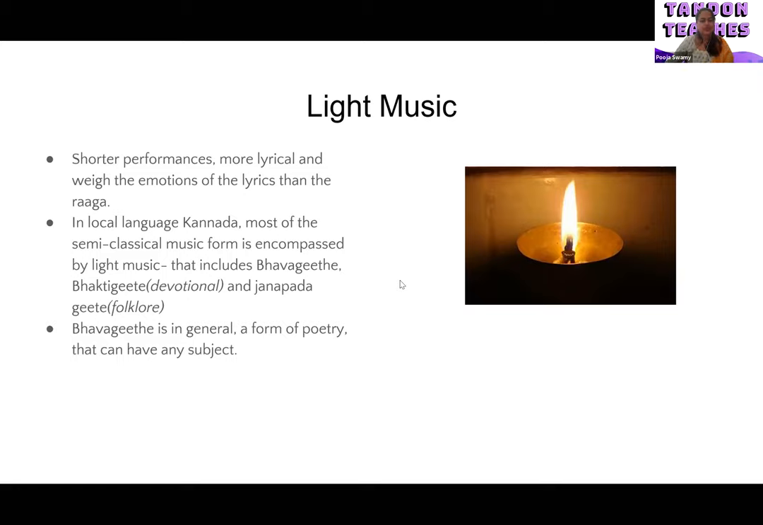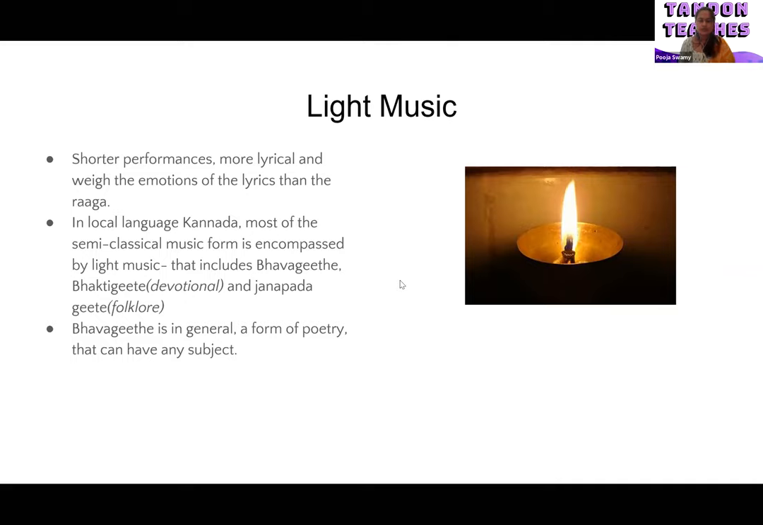Coming to semi-classical, there are a lot of renditions that can be performed in Carnatic classical music, and I would also like to take the names of M.S. Subbulakshmi and D.K. Pattammal, who are famously known for their renditions and their knowledge in this field of Carnatic classical music. But due to limitations of time, I would be going on to the next form of music.